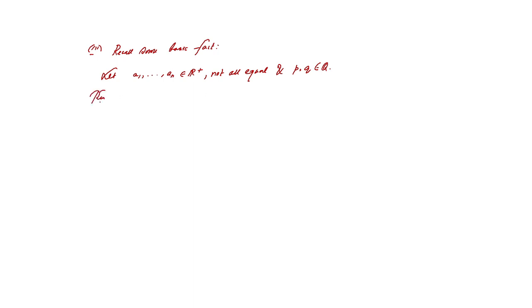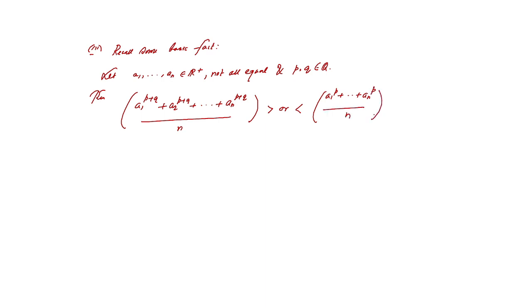So then we have one standard inequality: (A1 to the power P plus Q plus A2 to the power P plus Q plus ... plus An to the power P plus Q) divided by N is greater than or less than (A1 to the power P plus ... plus An to the power P) by N multiplied by (A1 to the power Q plus A2 to the power Q plus ... plus An to the power Q) by N.